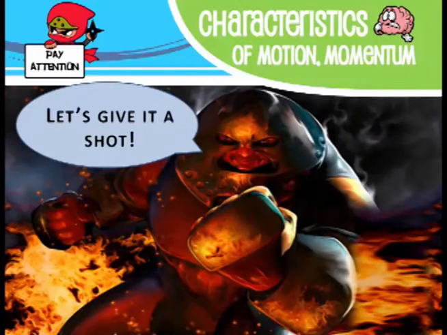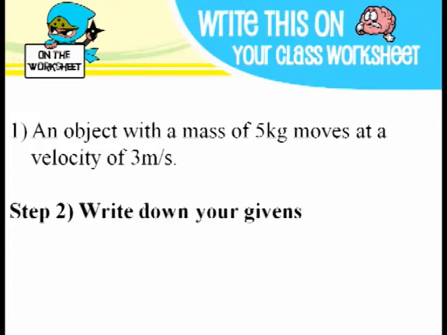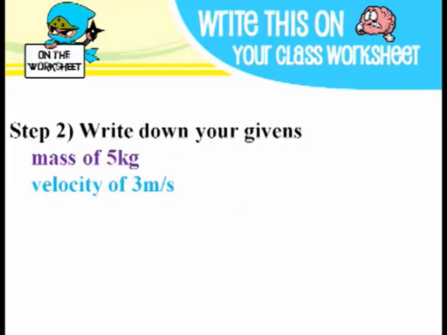Alright, so let's try a few of these problems out and see how we do. Question number 1 on your sheet. An object with a mass of 5 kilograms moves at a velocity of 3 meters per second. We're going to just jump straight to step 2 here. We're going to write down our givens. We have a mass of 5 kilograms, we have a velocity of 3 meters per second, and we are looking for momentum. So we are looking for lowercase p.